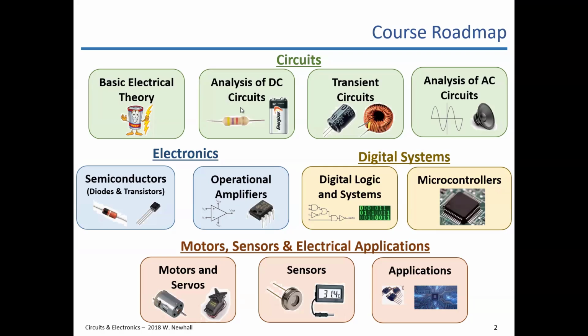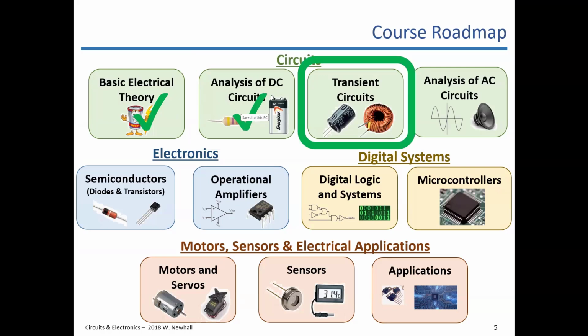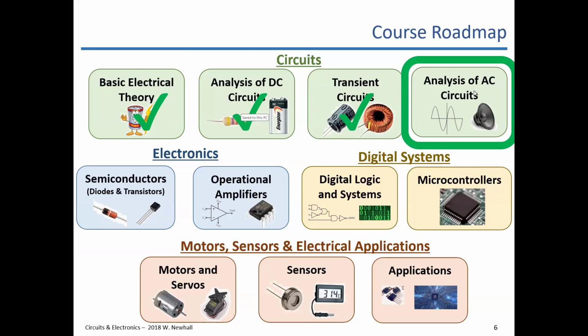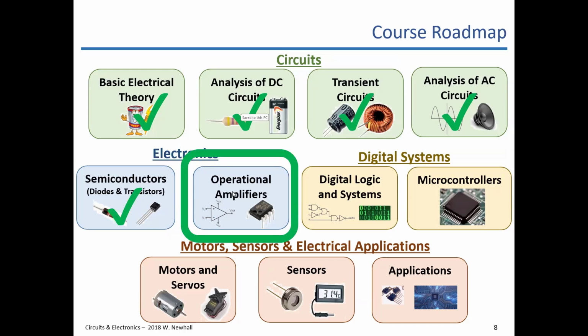So we went through the circuits part of the class, basic theory. This is a volt, this is an amp, this is a watt. We talked about KVL, KCL for DC circuits. We talked about transient circuit analysis, right? The exponential decay and rise of voltages and currents in first order circuits. We talked about analysis of AC circuits, phasors, and impedance. We talked about semiconductors. We talked about diodes and transistors under what I consider to be the electronics part of the course. And now we're going to move on to our first integrated circuit, operational amplifiers.